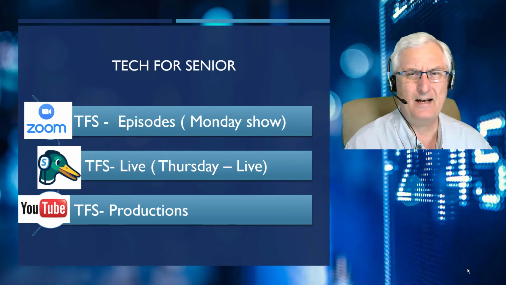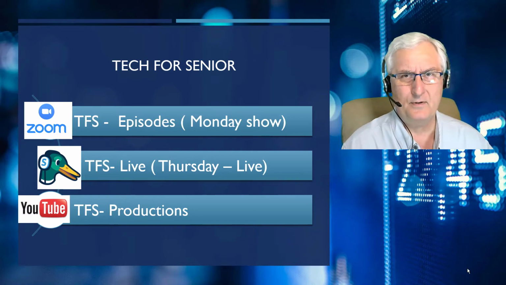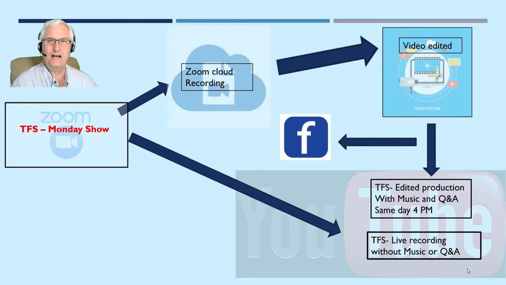So how do you find these? How do you organize them? And where the heck do we go with this? All right, let's look at this diagram here.